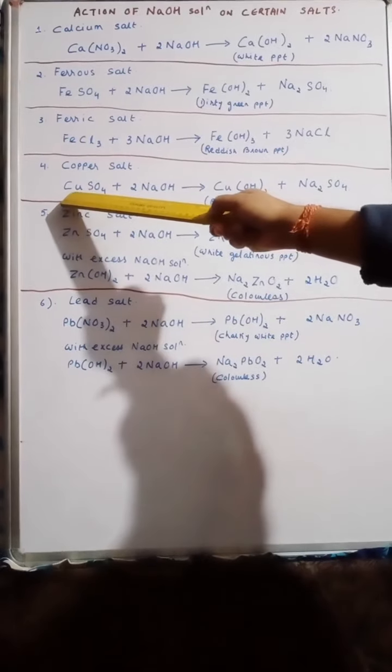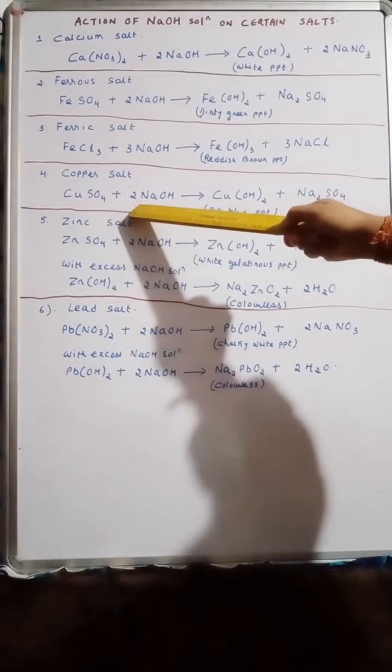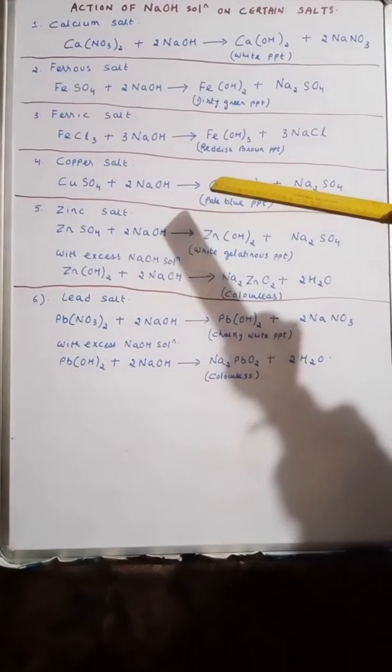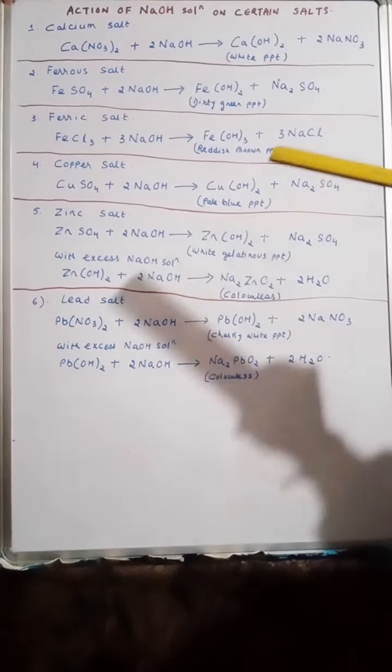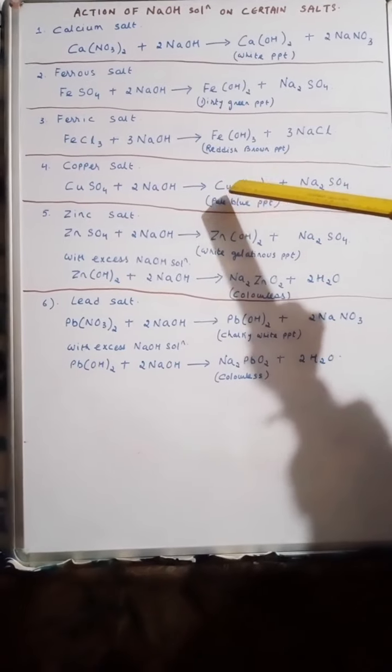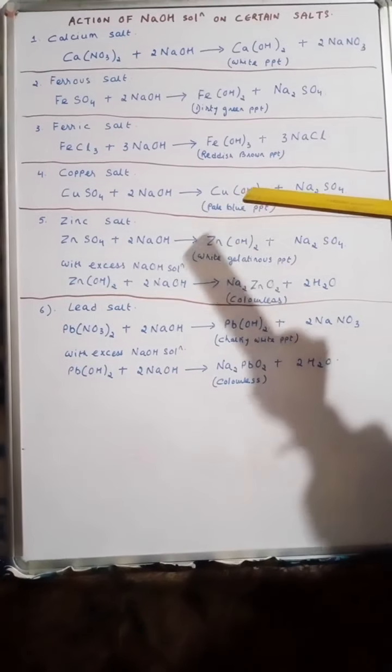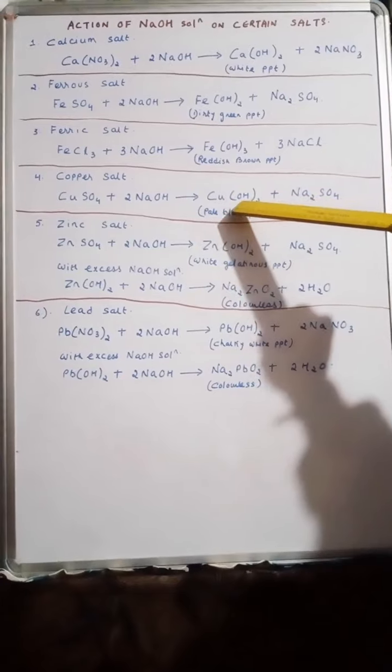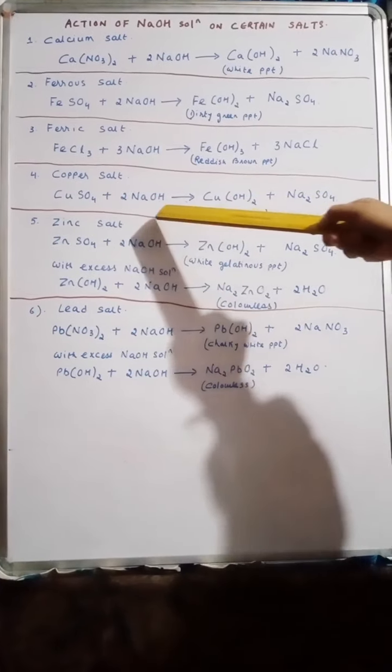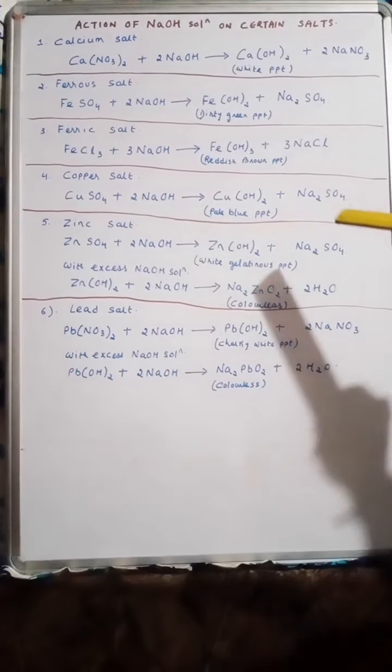The fourth salt is copper salt. When you treat copper salt like copper sulfate with sodium hydroxide solution, we see a pale blue precipitate getting formed, and that is copper hydroxide, copper(II) hydroxide. And this copper(II) hydroxide is also insoluble in excess of sodium hydroxide solution.